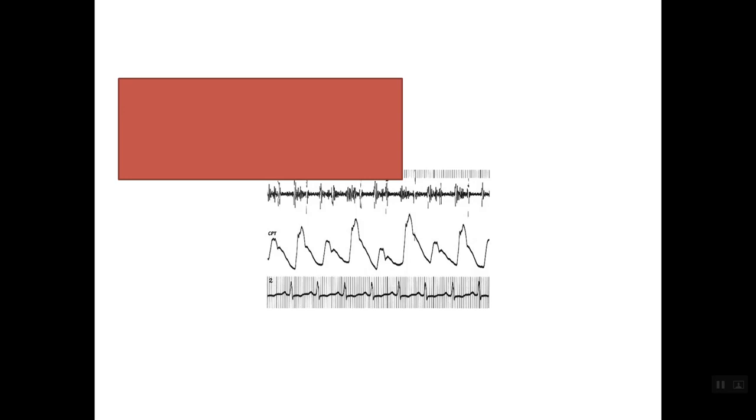As I said, it has to be regular. So you have to look at the ECG as well. Pulsus alternans may be seen in pericardial effusion, cardiomyopathy, congestive heart failure.